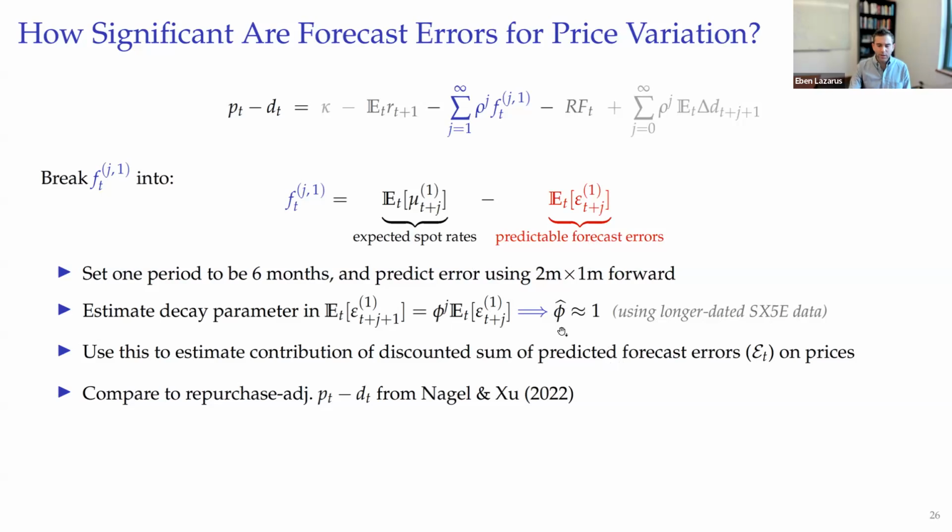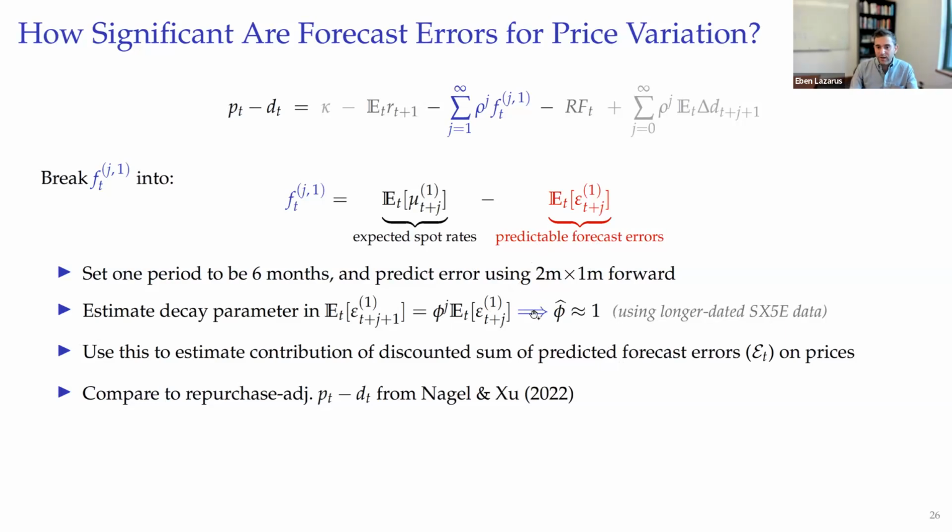And what are the decay properties of forecast errors? So if I think that predictable forecast errors are one basis point at the six month horizon, let's say, what does that mean for the 7 year horizon?